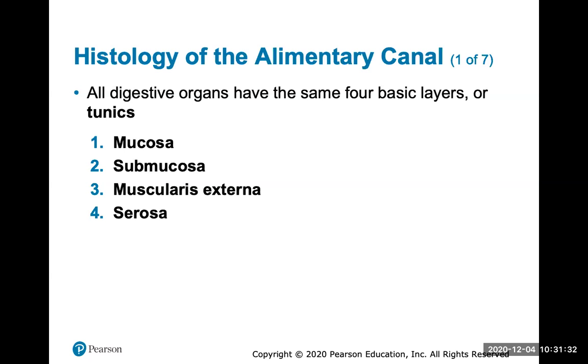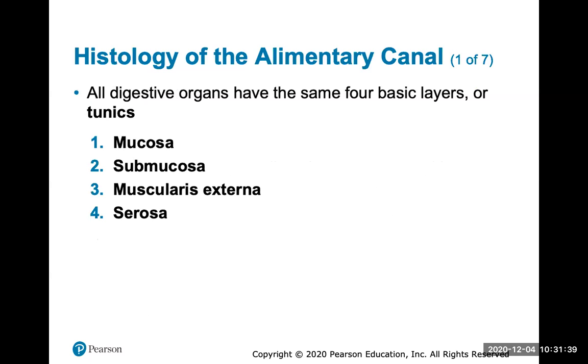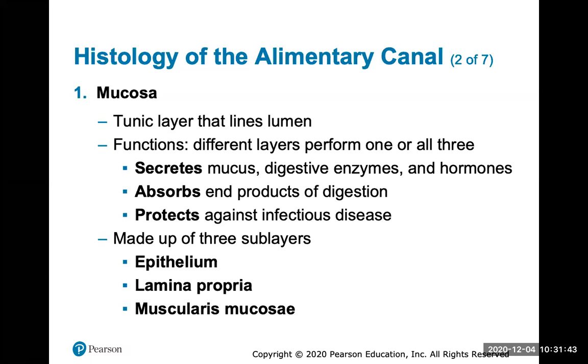we call them the mucosa, submucosa, muscularis externa, and serosa. And I do want you guys to know these four layers and the order that they go in. So the mucosa lines the lumen. So this is the innermost layer. It functions in secreting, absorbing, and protecting the inner layer of the lumen of the digestive canal.